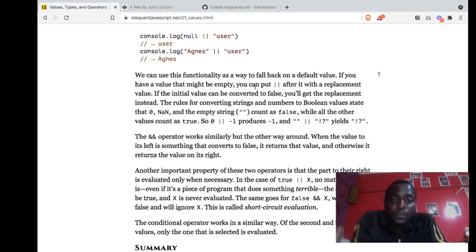The rules for converting strings and numbers to Boolean values state that 0, NaN, and empty strings count as false, while other values count as true. So 0 or -1 produces -1, and empty string or "!?" yields "!?".